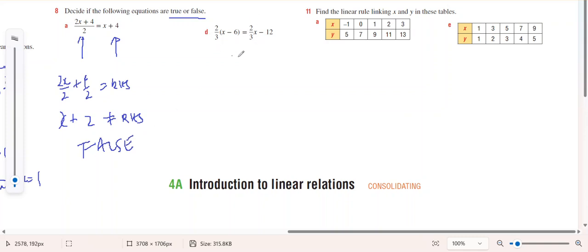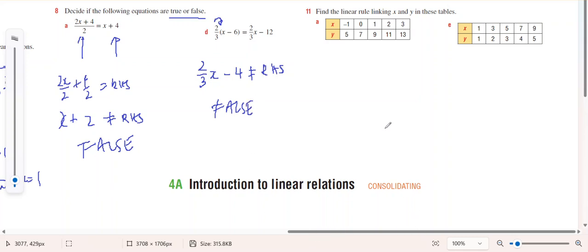I'm looking at what I have in D. Since I have a bracket on the left-hand side but I don't have one on the right, I'd like to multiply the bracket out. 2/3 times x is 2/3 x. 2/3 times 6, well, the 3 will cancel into the 6 twice to leave me with minus 4. And that does not equal the right-hand side, because that's 2/3 x minus 12. Therefore, false. Those two examples were false.